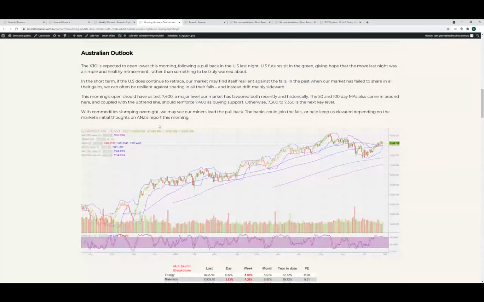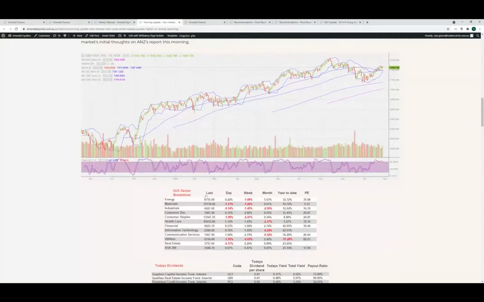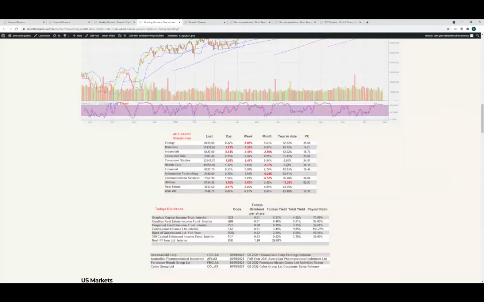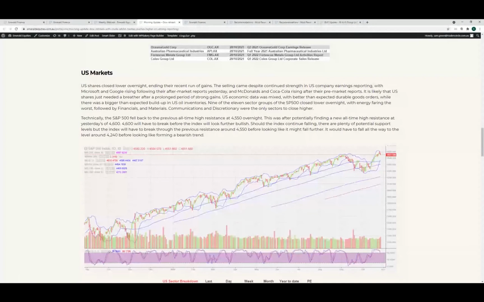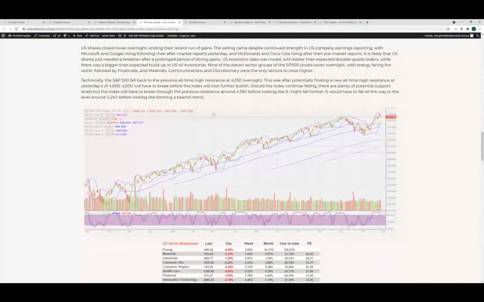If you do want a more substantial look, you can scroll down. You can get information specifically to Australia today, sector breakdowns for Australia, dividends coming out of our market today. You can come down and read a quick introduction to US markets, look for the US charting, a sector breakdown of what's happened in US sectors. We also offer commentary on Asian markets, breakdown of Chinese markets, as well as commodity markets.